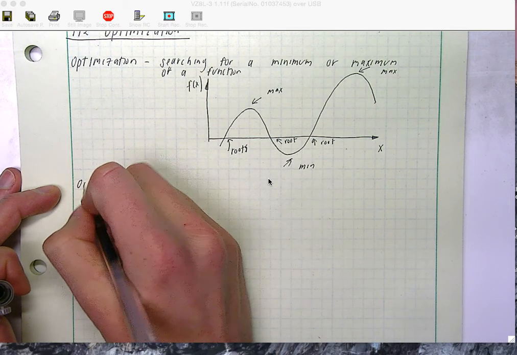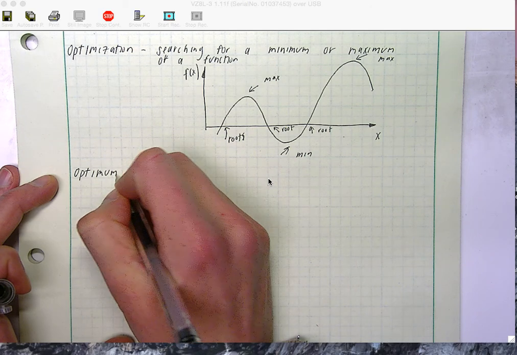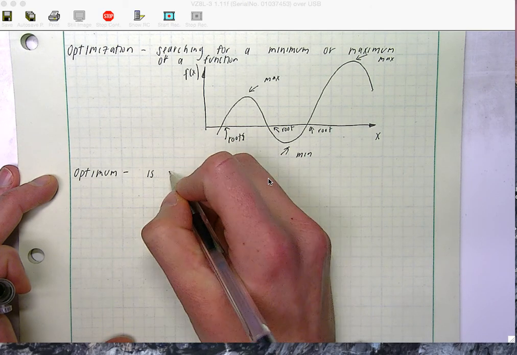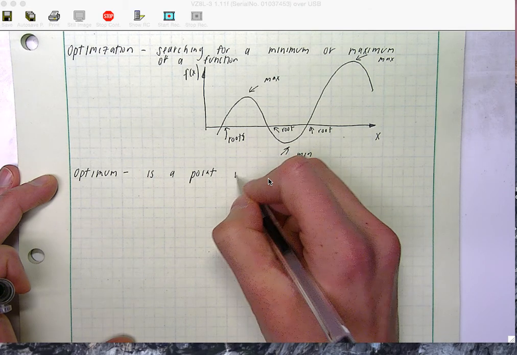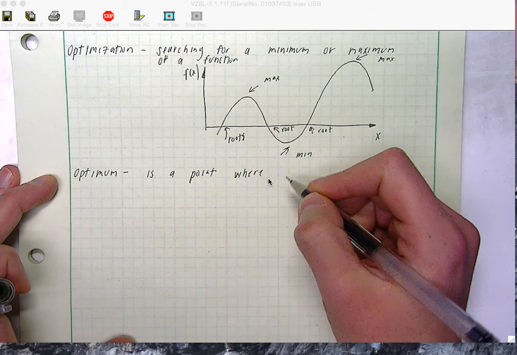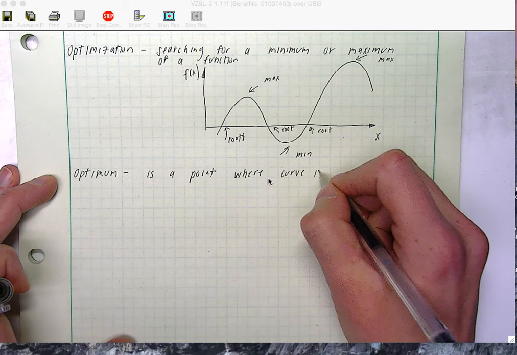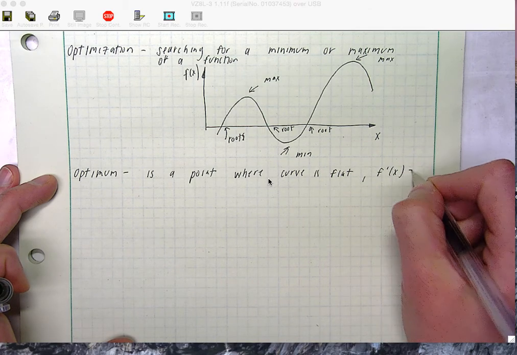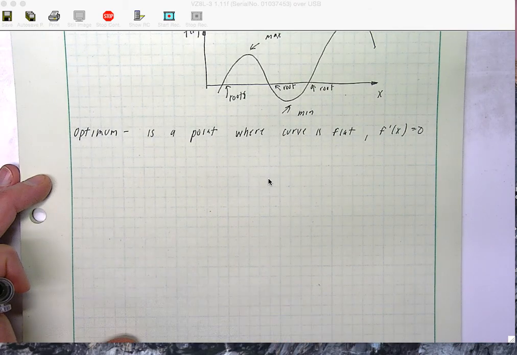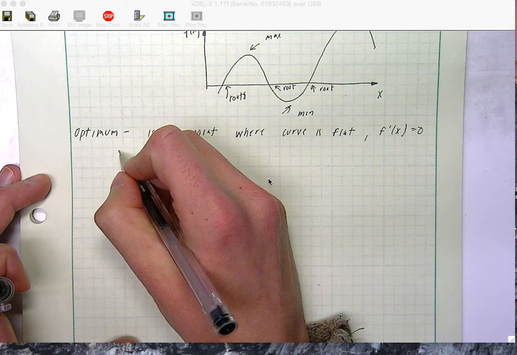So the definition of an optimum is a point where the curve flattens out, or the derivative of the function is 0. So it's basically changing from increasing to decreasing or decreasing to increasing.